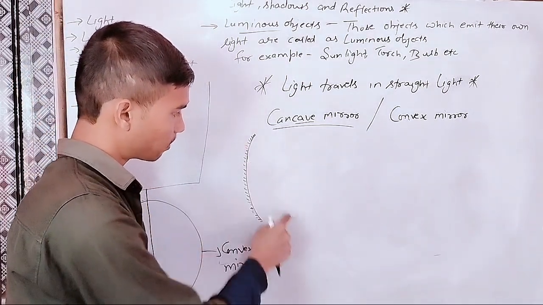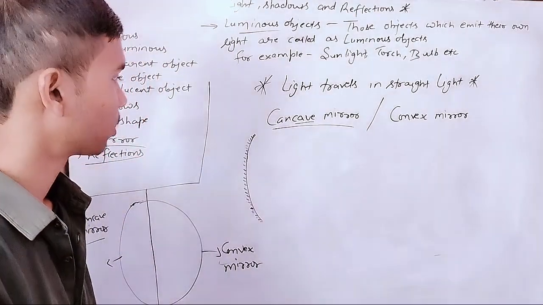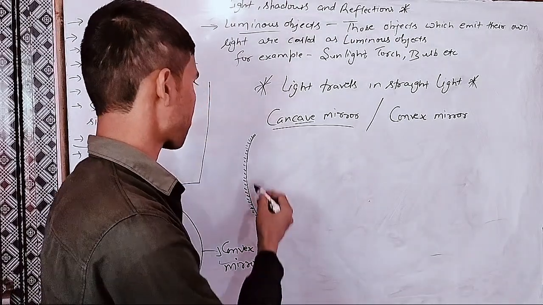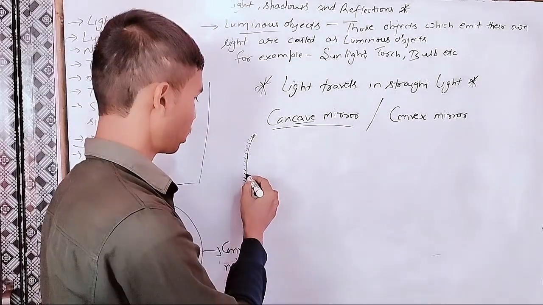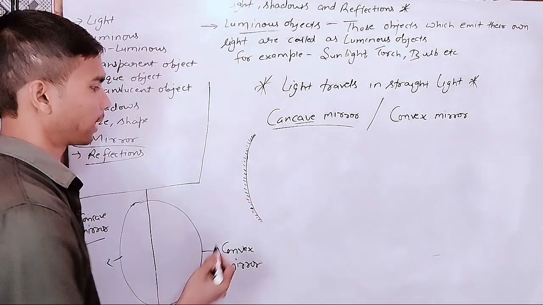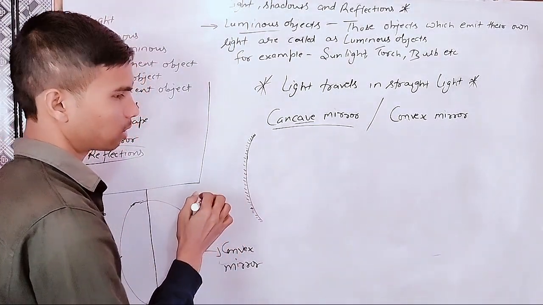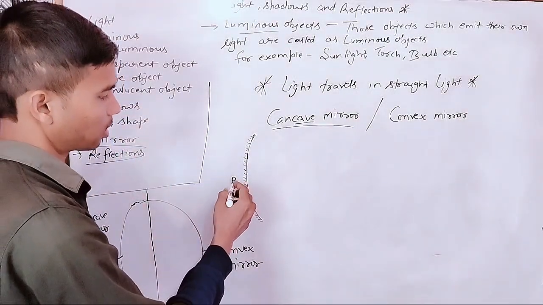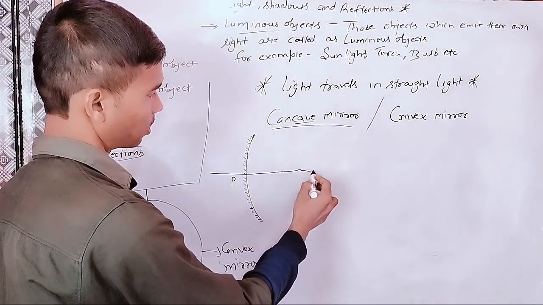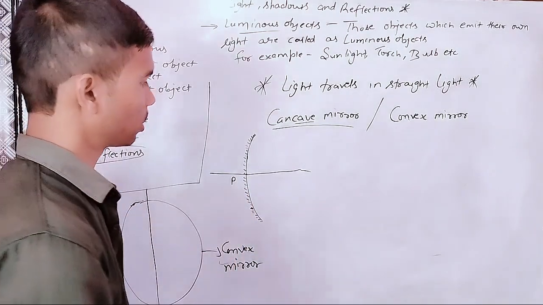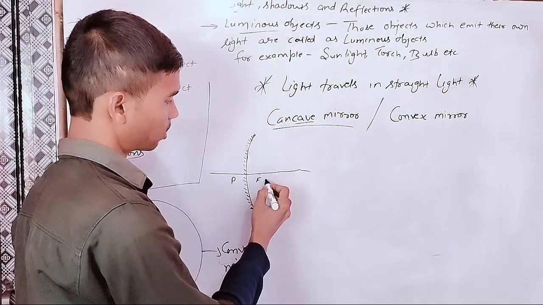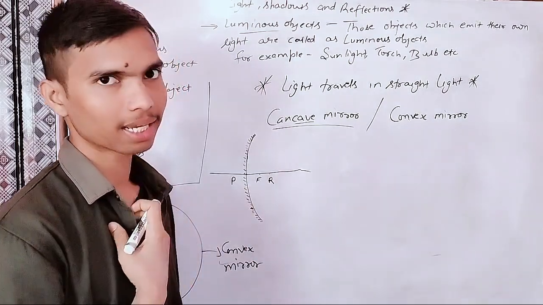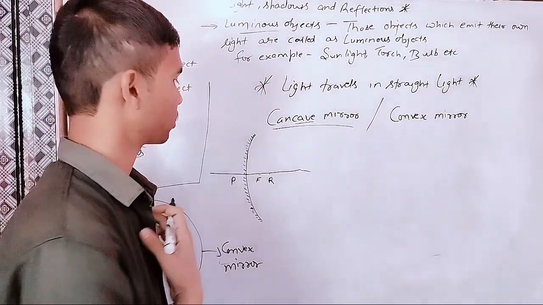So where would our image be? Here you have a point which is considered the center, P you can say, like this. P means the pole. Here is the focus, then the radius. Focus is half of the radius. Okay.